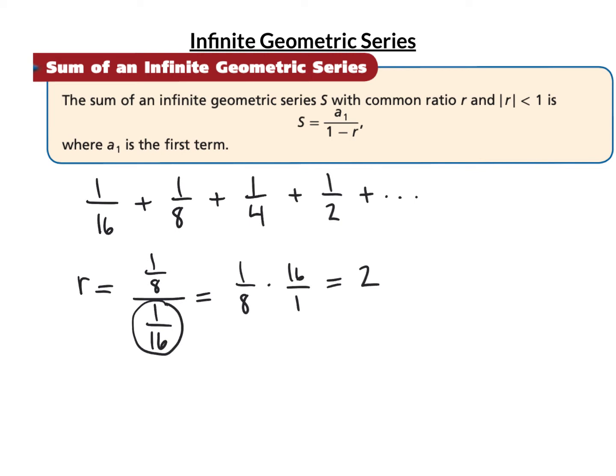Now, the absolute value of r, that's 2, is greater than 1. That means this series will diverge. It does not have a sum. The sum is infinite.